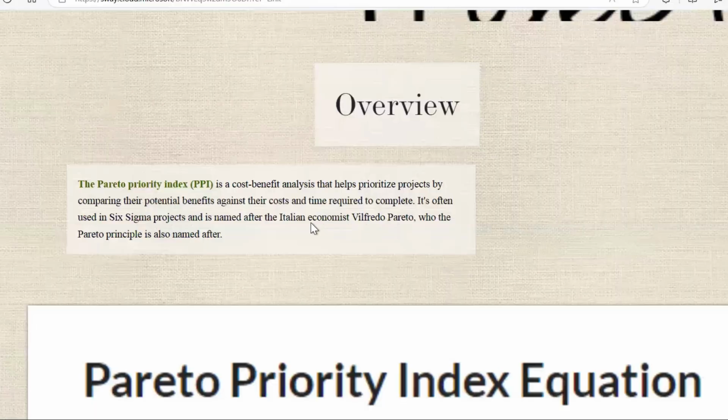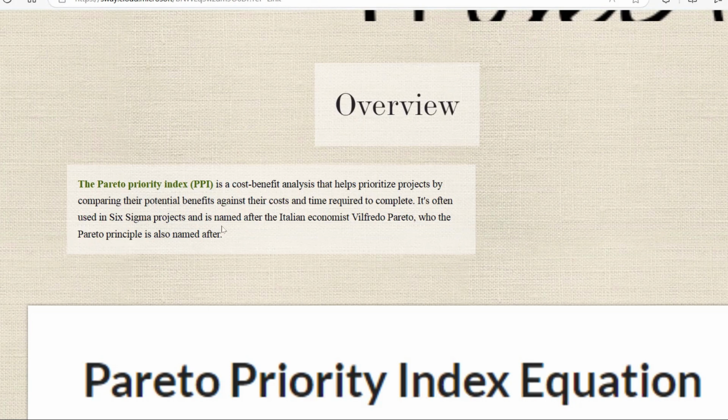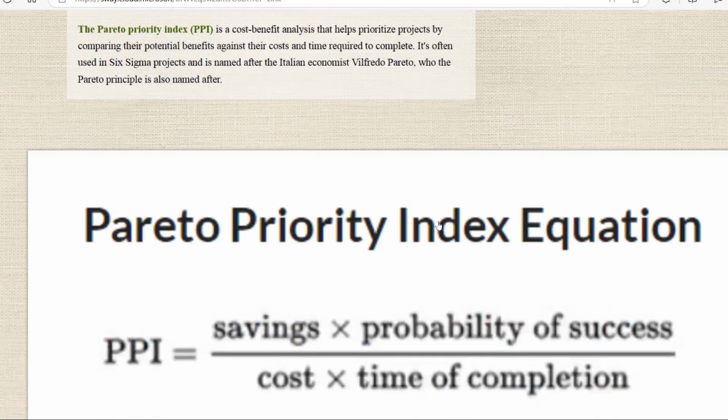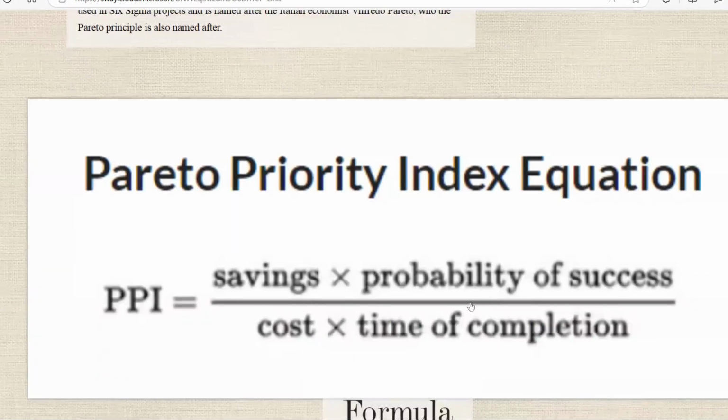As I mentioned, the main intention behind the Pareto Priority Index coming into existence is that it is a method to evaluate projects, and it is often used in Six Sigma projects. And Pareto, you all know who invented the Pareto. It is just an extension, the Pareto Priority Index, more from the project identification standpoint. So this is the formula: Pareto Priority Index equals saving times probability of success divided by cost times time of completion.